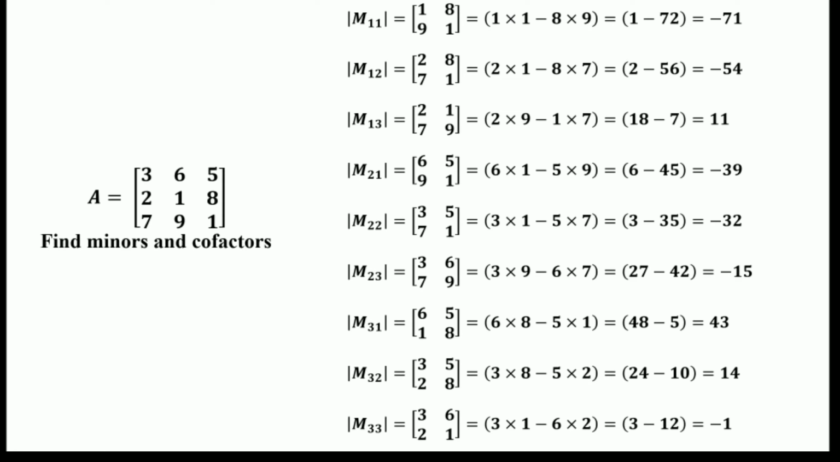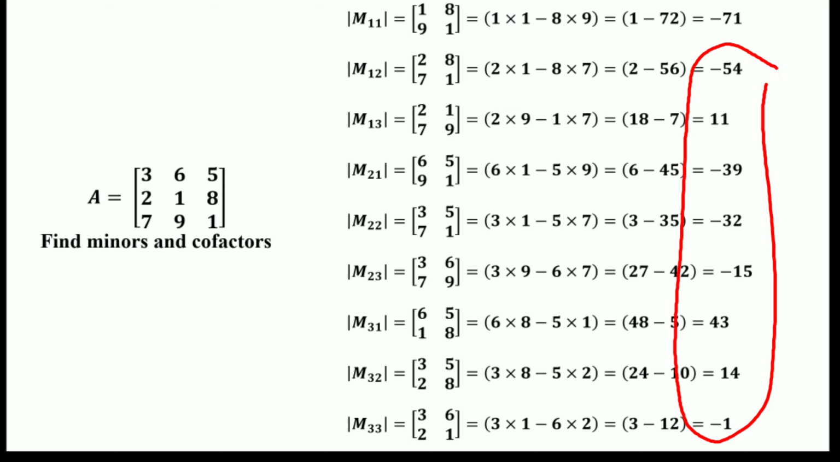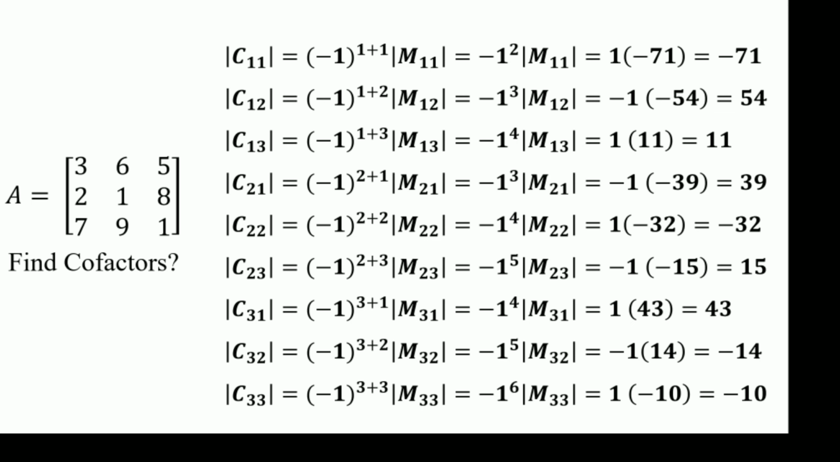Accordingly, we can find the other minors also. So the second minor is minus 54, the third minor is 11, the fourth minor is minus 39, the fifth minor is minus 32, the sixth minor is minus 15, the seventh minor is 43, the eighth minor is 14, and the last minor is minus 1.